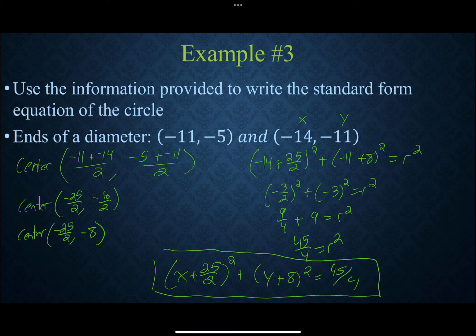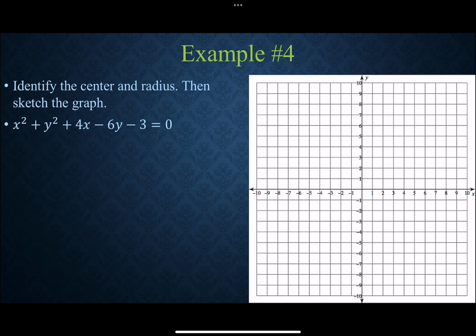And those are our 3 main types of writing equations given information about the circle: center, radius, points on the circle, endpoints of the diameter, stuff like that. We also will be asked to graph these equations.